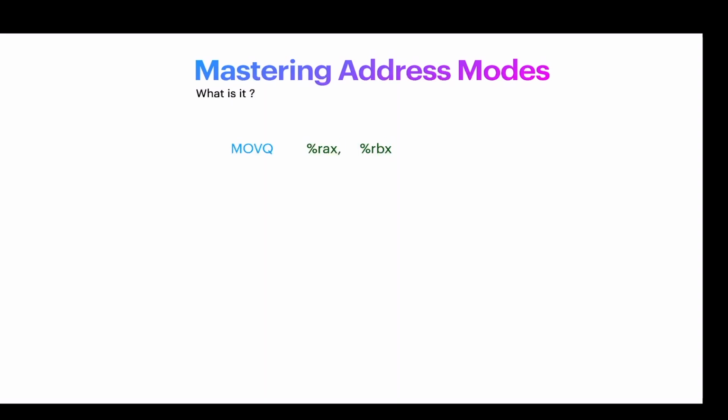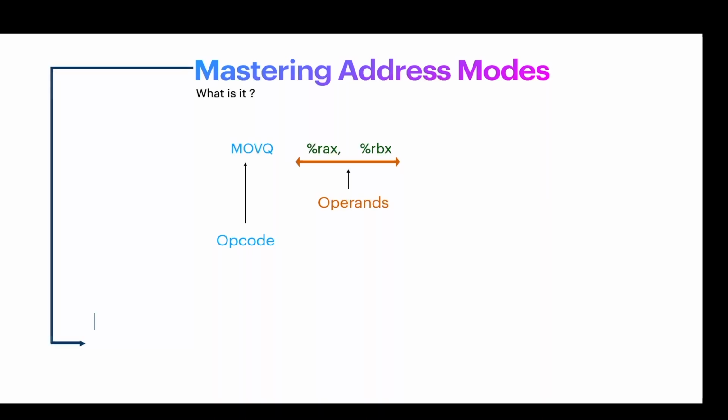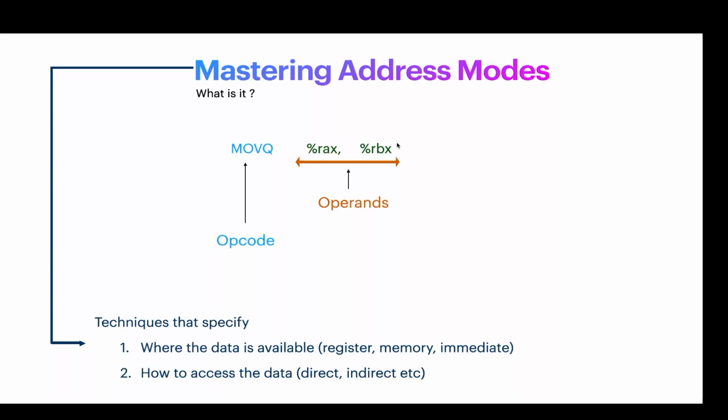Let's just recap what an addressing mode is. As we saw with this example, move is an opcode and RAX and RBX are operands. And addressing mode specifically provides two things. It says where the data is available, whether it's available in a register or memory or immediately available as part of the instruction. And the second thing it provides information about is how to access the data. Is it accessible directly or is it indirectly accessible? That's what addressing modes are all about.